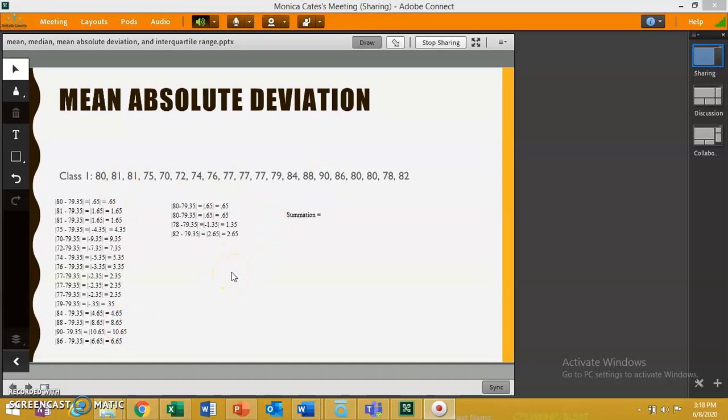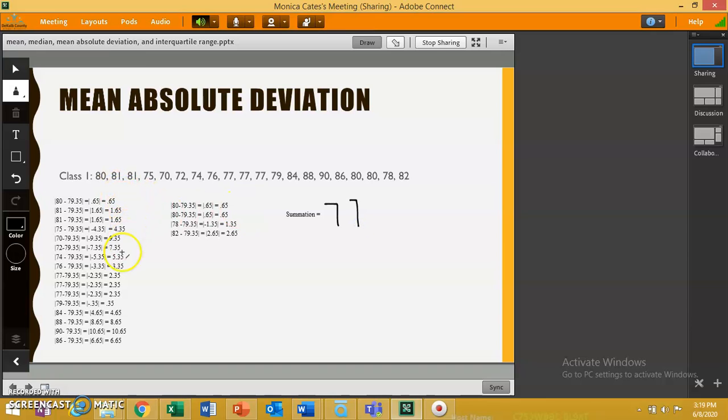You can pause this video to check to see if I did it correctly. I believe I did. And I got a total of 77 when I added them all up. So I'm taking all of these values that I have here and adding them up, and I get 77. And then again, remember, I divide by my amount that I have, which is 20. We already figured that out from the last one. So it's 77 divided by 20. And so for class 1, my mean absolute deviation is 3.85.